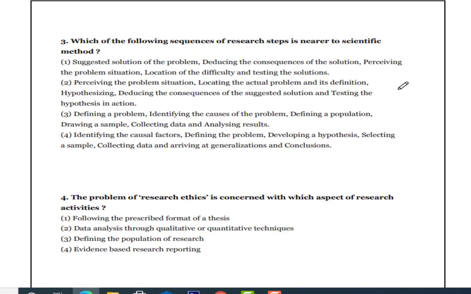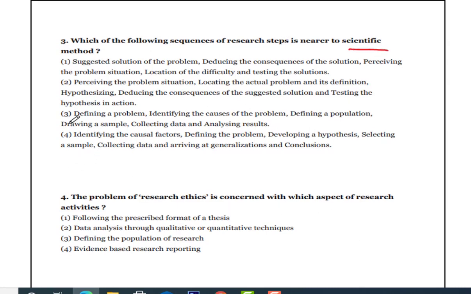The next one: which of the following sequences of research steps is nearer to the scientific method? First of all, we have to define the problem. In this statement there are 2 or 3 lines; you need not study all of them. See the first statement, they are telling the suggested solution of the problem. In the first step itself we cannot find the solution, right? So we can directly neglect this option. Then perceiving the problem situation: initially we cannot perceive. First of all, we will identify or define the problem, right? So option 3 or option 4 will come.